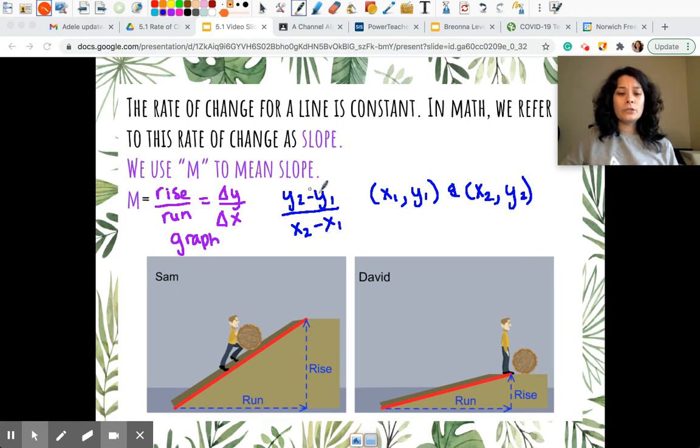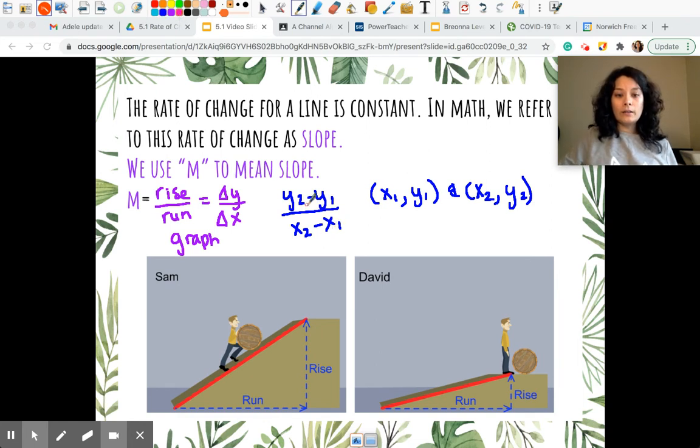Now, some teachers might write y1 minus y2. Some teachers might not write those numbers at all and just write y minus y. It doesn't matter which of these 2 ordered pairs you label as the first versus the second. It doesn't matter which ordered pair you start with. What does matter is that in your numerator, you're subtracting the y values. In your denominator, you're subtracting the x values.